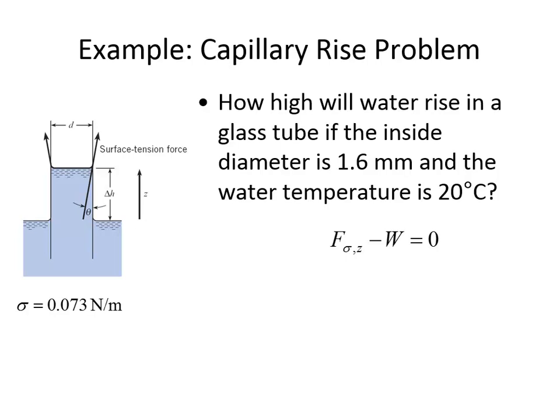Okay, so the volume for this tiny little element of water that's being pulled up is going to be delta H, the height of it. It's a cylinder of water because this is a circular tube, and so the shape of it is a cylinder. And so the volume is going to be delta H times pi d squared divided by 4. That is the cross-sectional area.